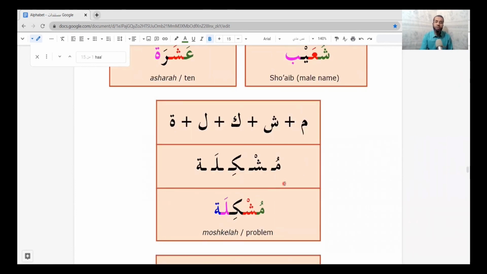A new word. ميم شين كاف لام تاء مربوطة. The meme has ضمة, so we say mu. Then sheen has sukun. sh. Mush. The kaf has kasra, ki, then la, then ta marbuta, ha. Mushkilah. Problem.